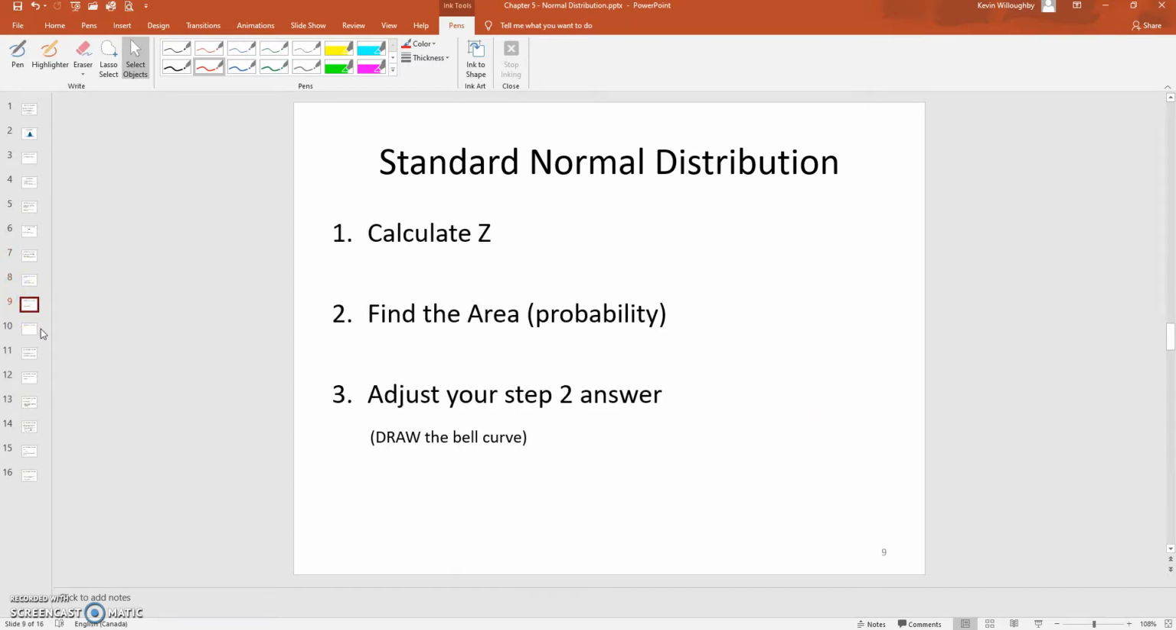As we've drawn here, calculate Z, a three-step process. Step 1, calculate Z using that formula. Step 2, find the area. Step 3, adjust your step 2 answer depending on how you draw out the bell curve. Always recommend drawing out the bell curve.